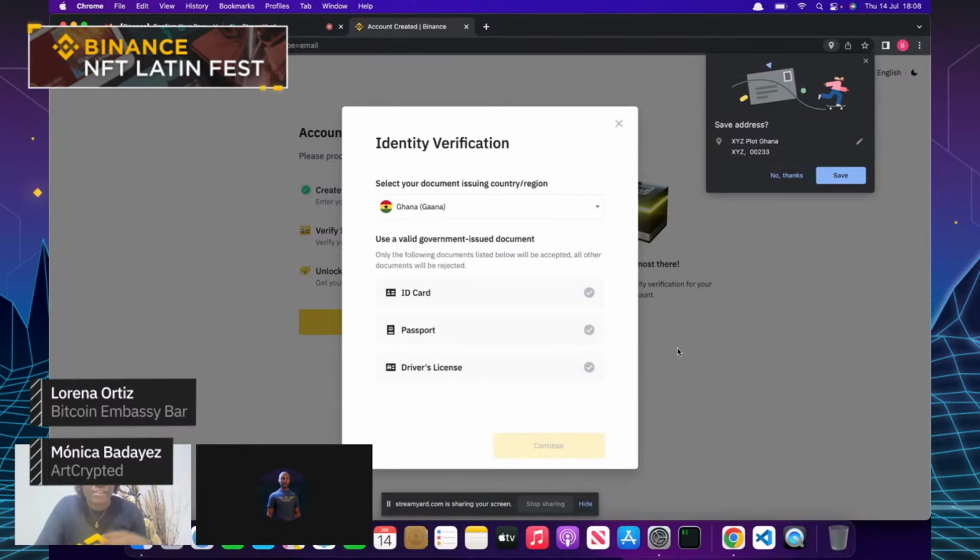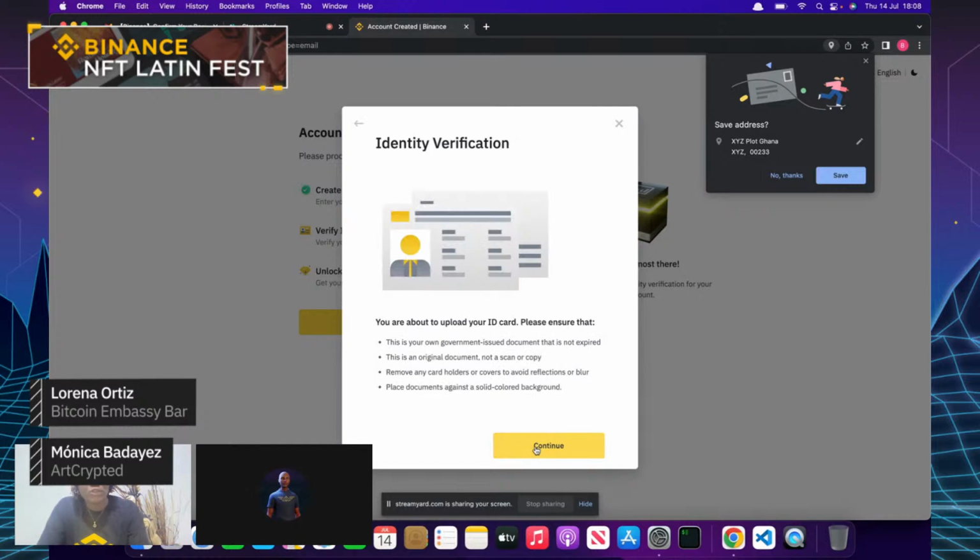Right. So when you get to this important stage, you'll be required to use a valid government-issued document. That is why it is important to ensure that any personal information you give is accurate and as seen on your documentation. You can either choose an ID card, your passport, or your driver's license. So I choose an ID card and I continue.